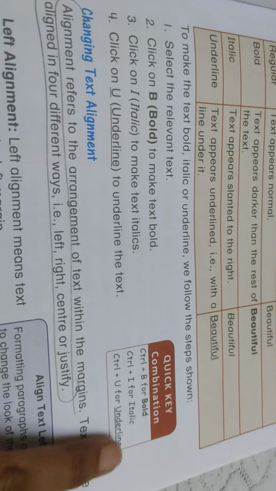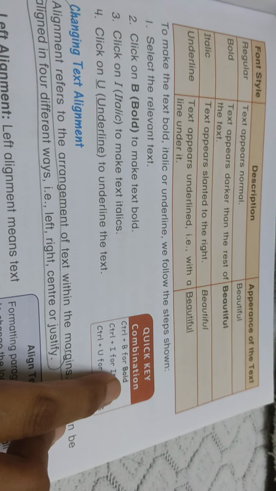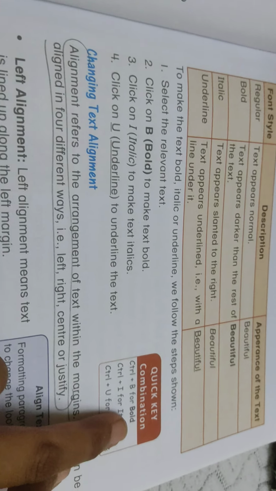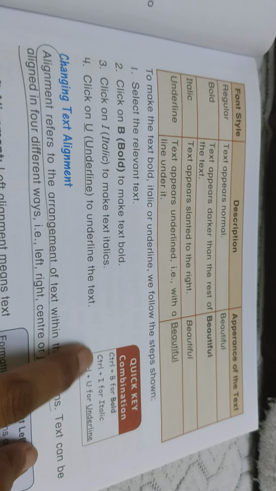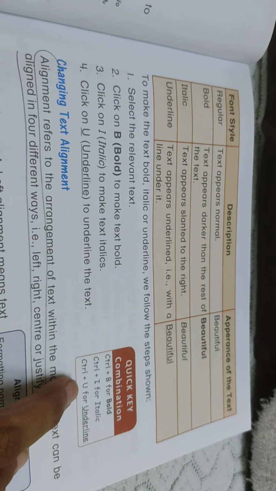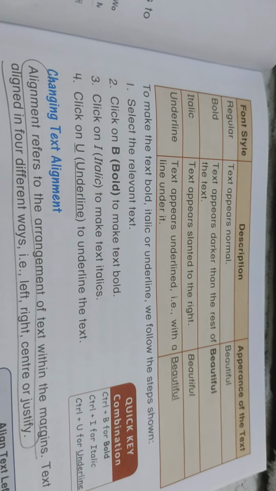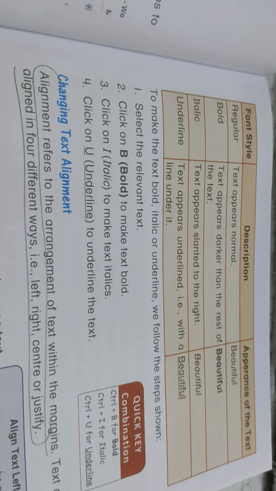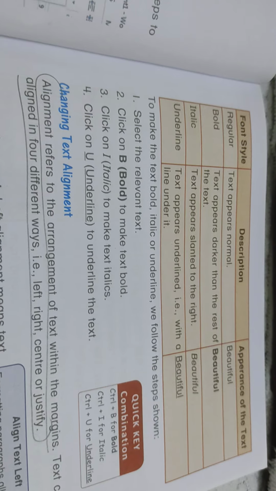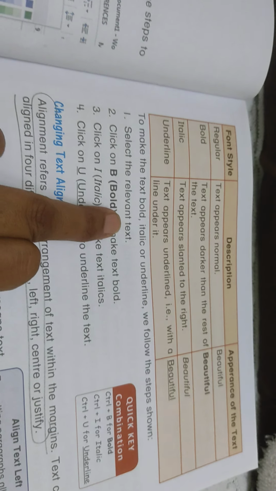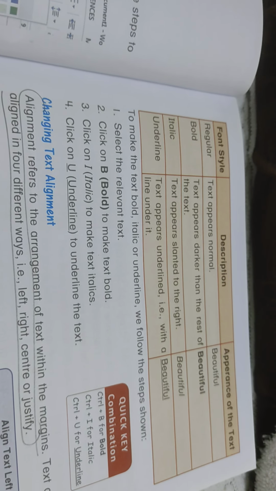Before putting, I will tell you these quick key combinations. Control plus B is bold. If you know the shortcuts, it will be very easy for you. So you just have to learn the shortcuts. Control plus I is for italic. Control plus U is for underline. Then there are a few steps to follow for bold, italic and underline. To make the text bold, italic or underline, we follow the steps shown. First, select the relevant text. Whatever you want to do, the first main thing is to select the text.